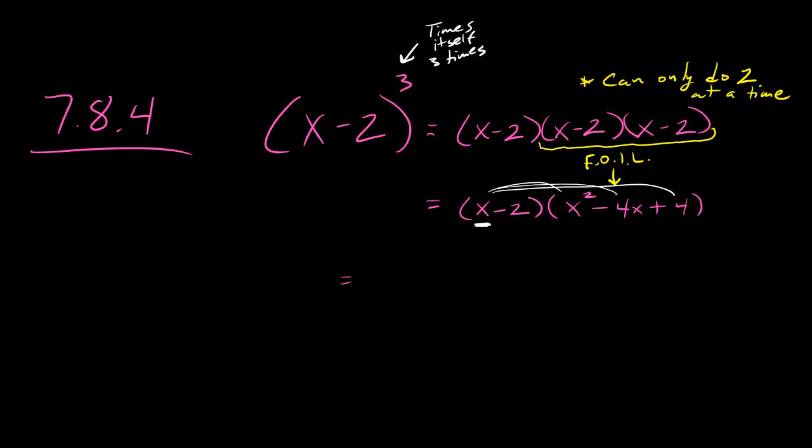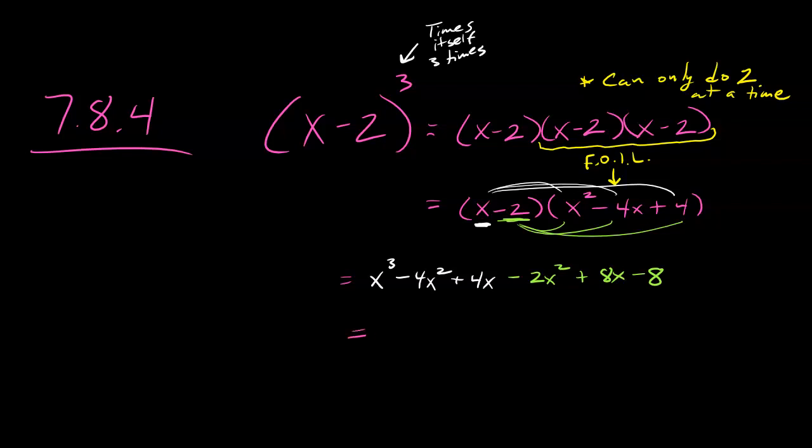So x times x squared would be x cubed. X times minus 4x would be minus 4x squared. X times plus 4 would be plus 4x. And then I'm going to take the negative 2 times everything. Negative 2 times x squared. Negative 2 times negative 4x would be plus 8x. And then negative 2 times 4. So we end up with 6 things.